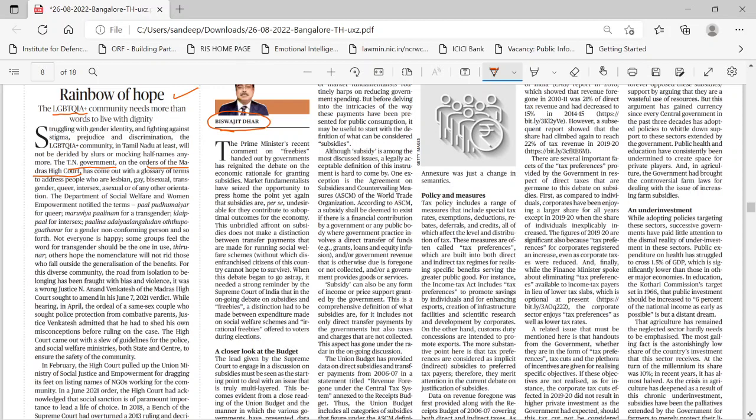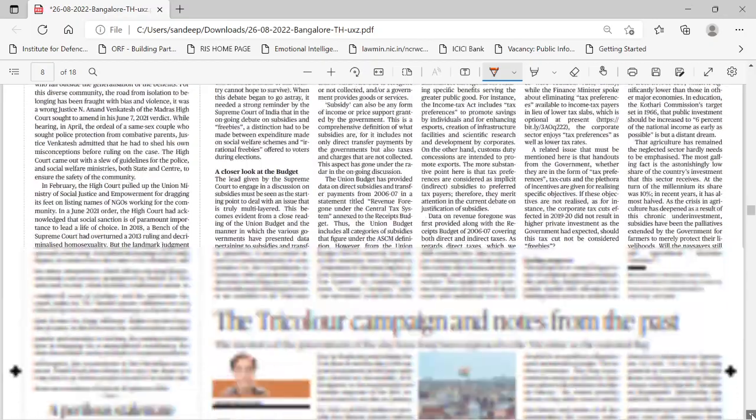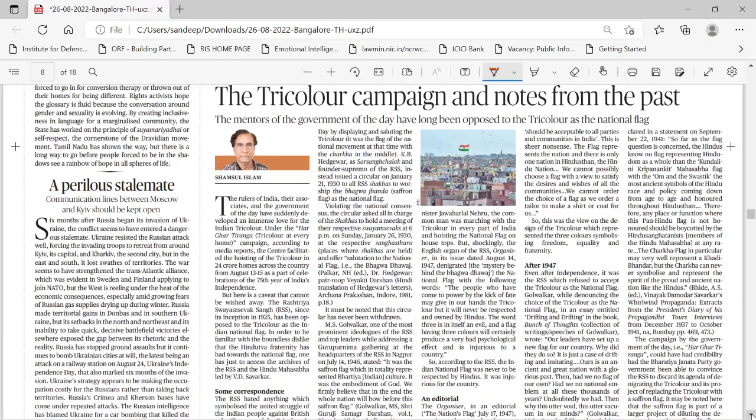So guys, Tamil Nadu is the first government which has brought some terminologies to define these people, even though many people have not accepted it, many people have not welcomed it. I want you to know at least the rights of these people. Clear? So guys, please try to understand what they are trying to. Then the tricolor campaign and the notes from the past, so don't worry about it, not so important.